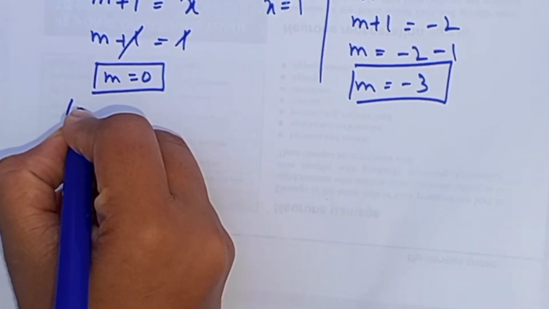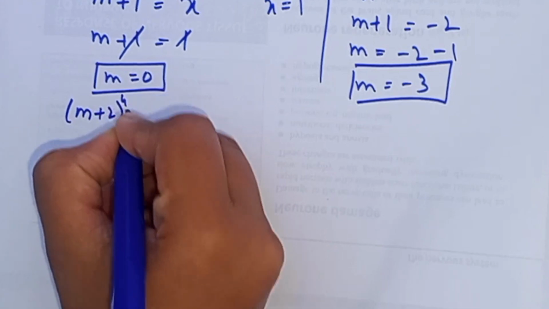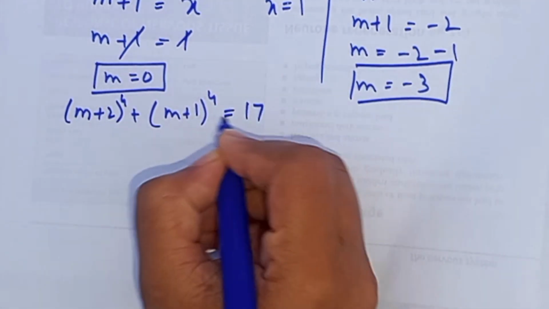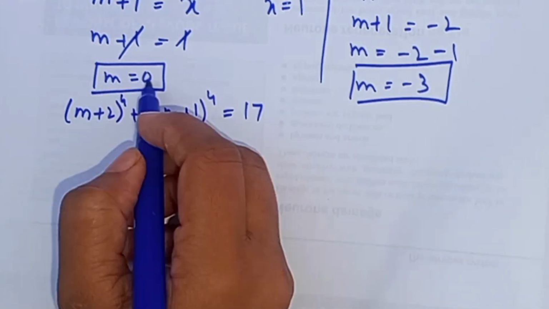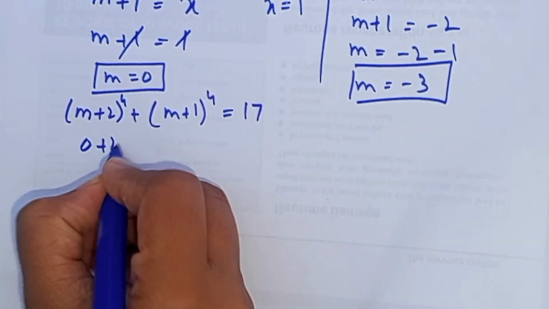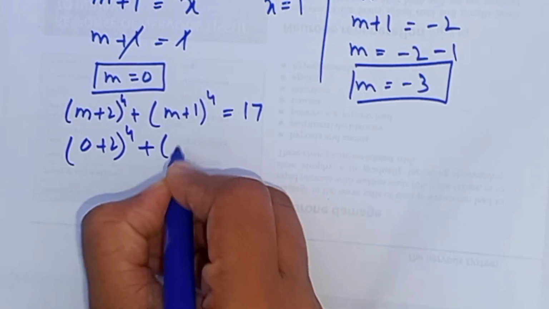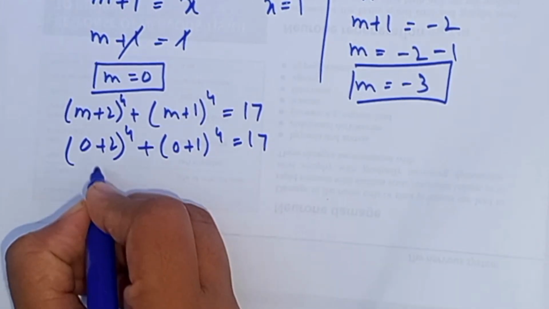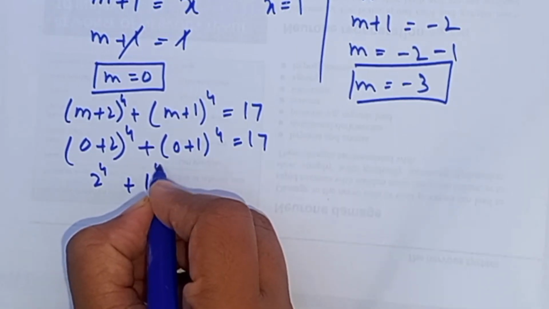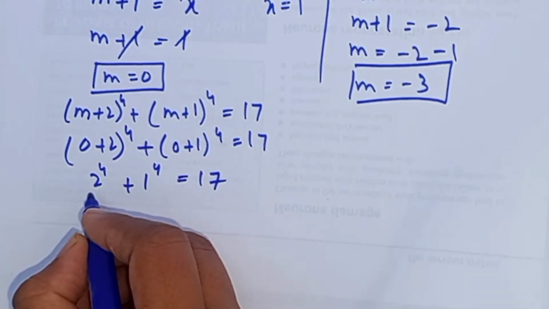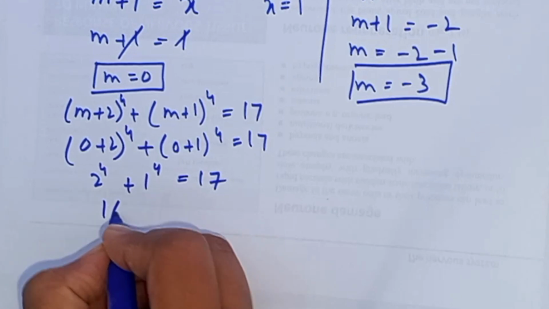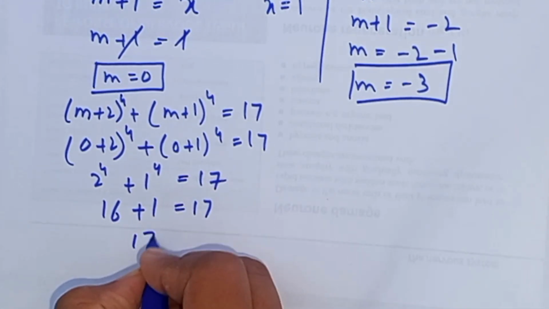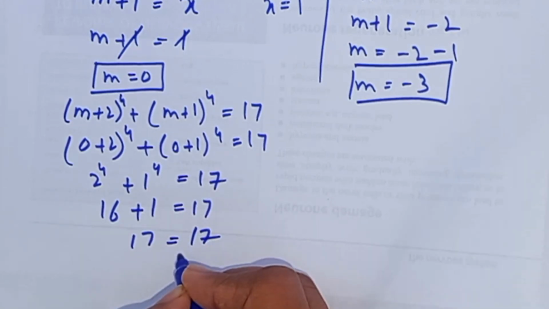So the question is m plus 2 raised to the power 4 plus m plus 1 raised to the power 4 is equal to 17. So now verify for m equal to 0. So this is 0 plus 2 raised to the power 4 plus 0 plus 1 raised to the power 4, equal to 17. So this will become 2 raised to the power 4 plus 1 raised to the power 4 equal to 17. And 2 raised to the power 4 is equal to 16, plus 1 raised to the power 4 is 1. So 16 plus 1 is 17. So left hand side is equal to right hand side.